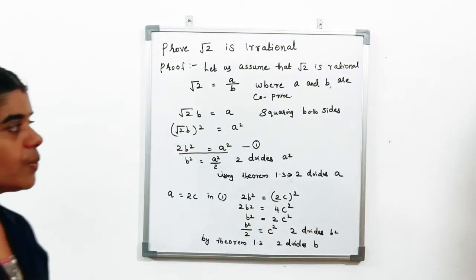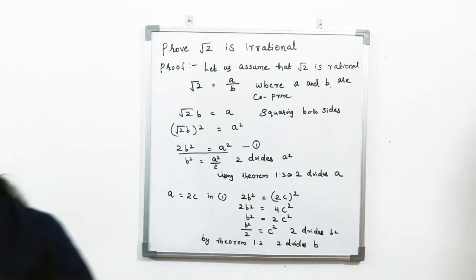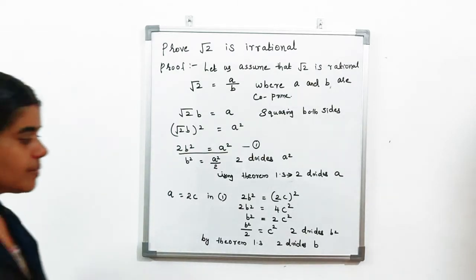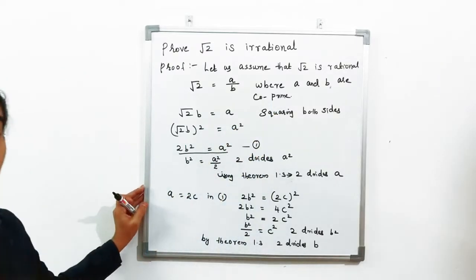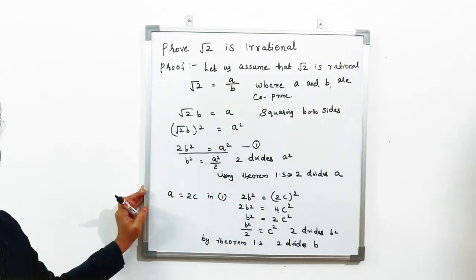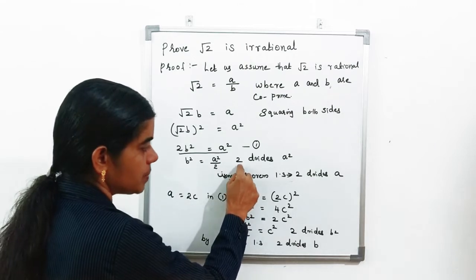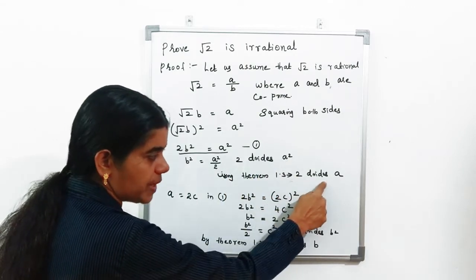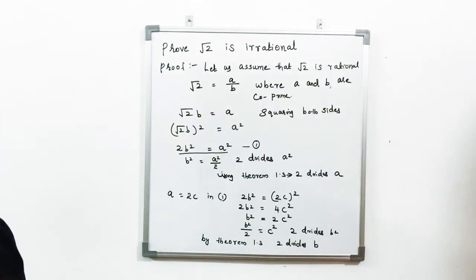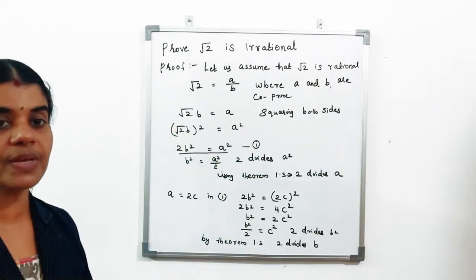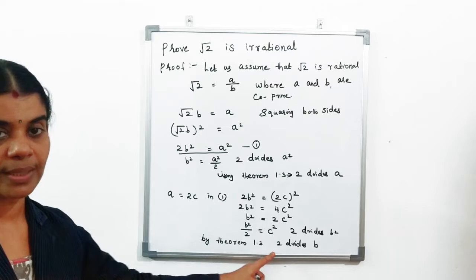Then what do you understand from these two? We already took that A and B are co-prime, both having common factor 1 only. But here you got 2 divides A square, that means 2 divides A. Here you got 2 divides B. Then what do you understand? A and B have a common factor 2.